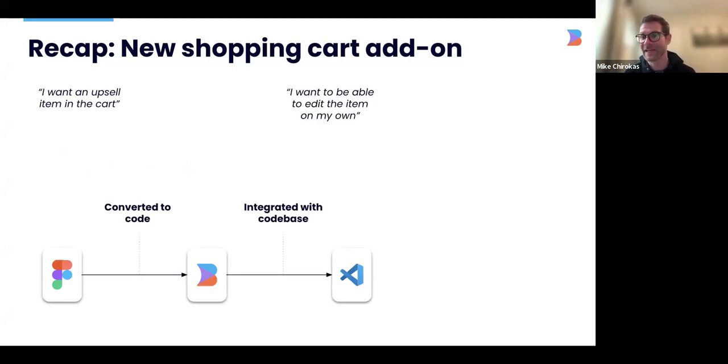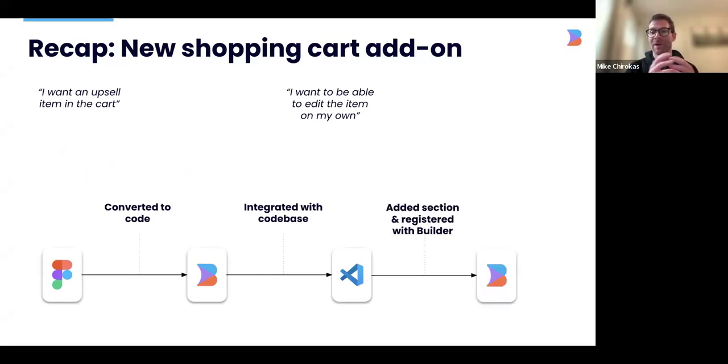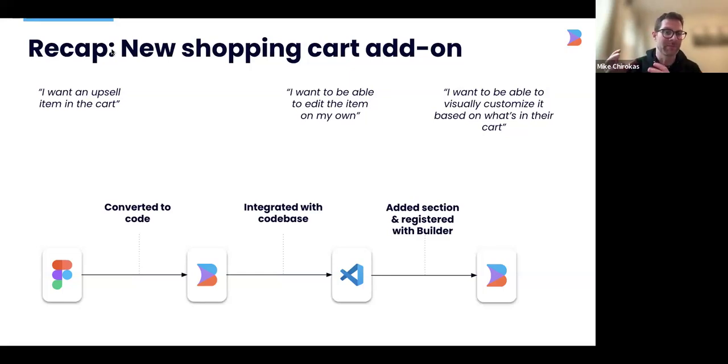But I wanted to be able to edit this item on my own. That's why you added that section, and then you registered the component with Builder so I could drag and drop and make the edits on my own. And then finally, I said I want to visually customize what the upsell is based on what's in their cart. So you were able to pipe in what they have in their cart, and then I can make those changes on my own, selecting a product if I wanted to upsell.